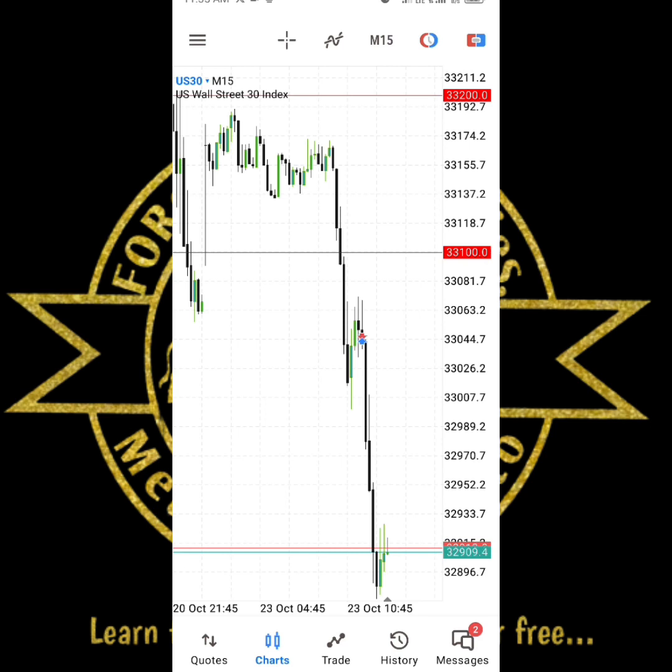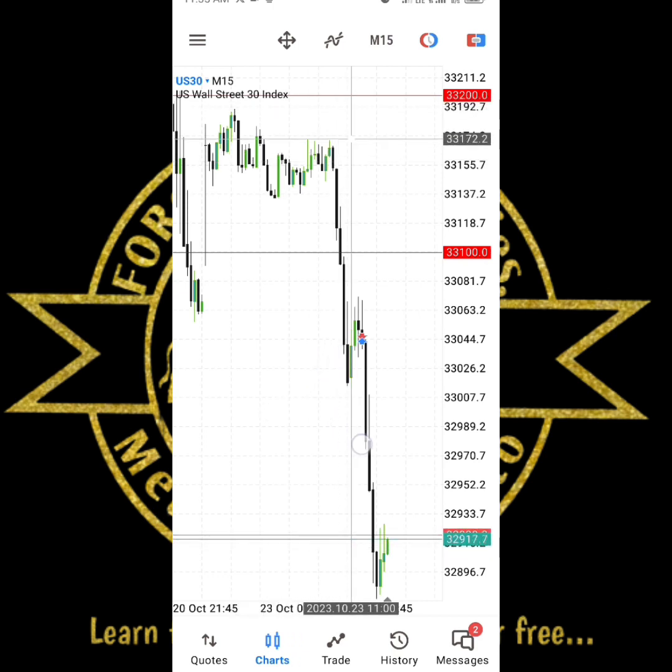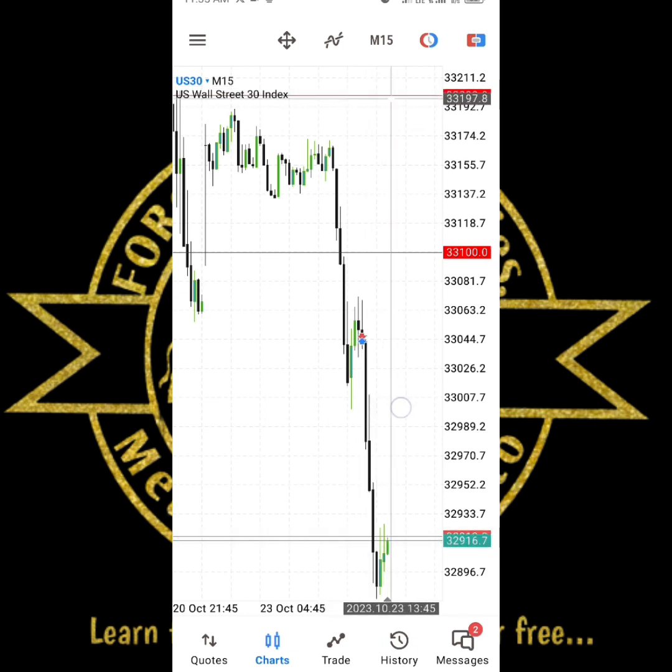What we're going to use to calculate this on your Meta 5 is the crosshairs, which look like a cross. You just tap it and the crosshairs show on your screen. Then let's assume I want to measure how many points are between 33,200 and 33,100, as shown by the two red horizontal lines. What I will simply do is take it straight to the first line.